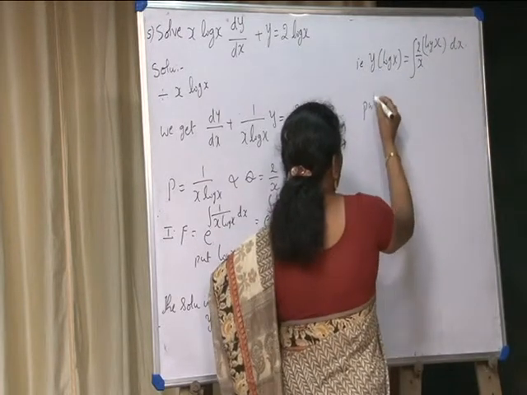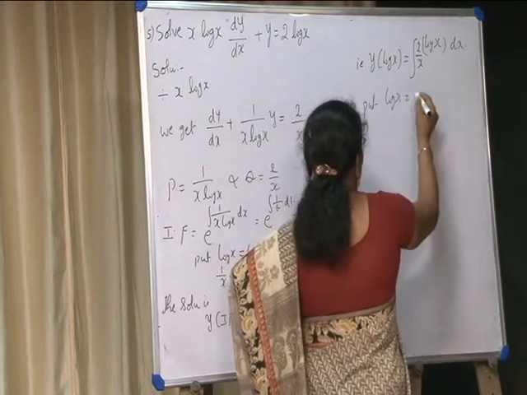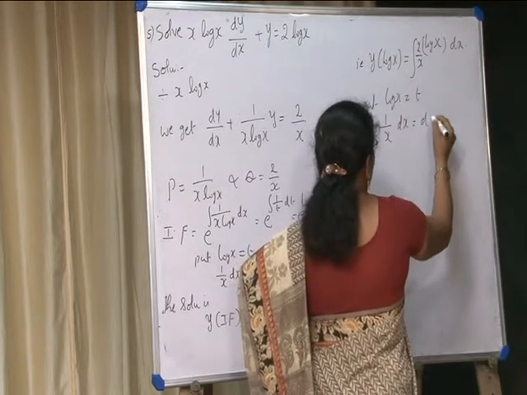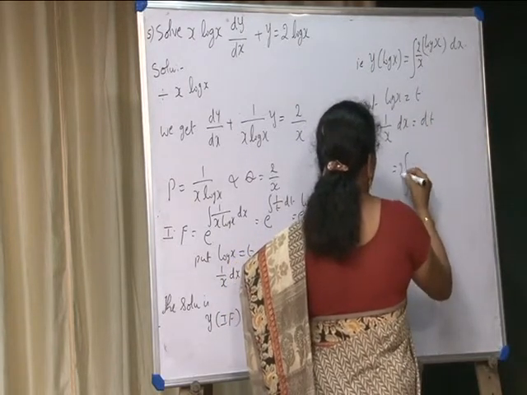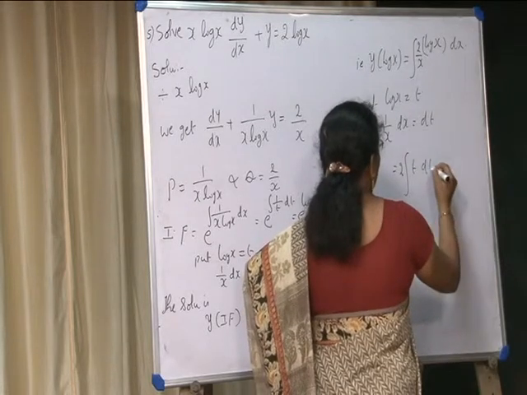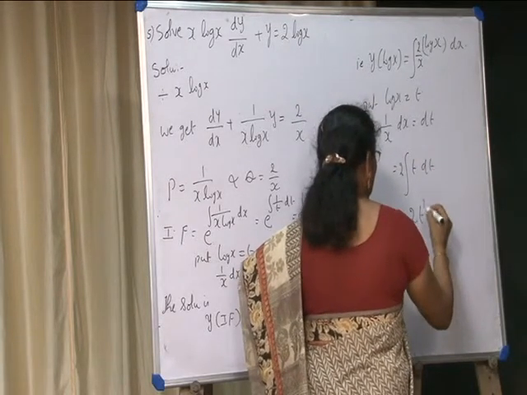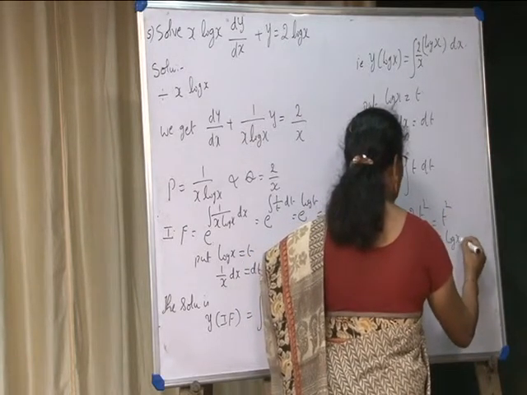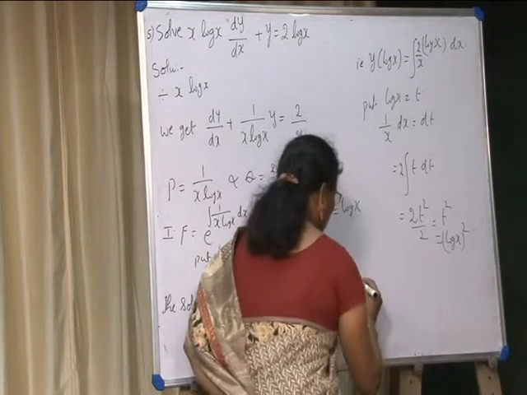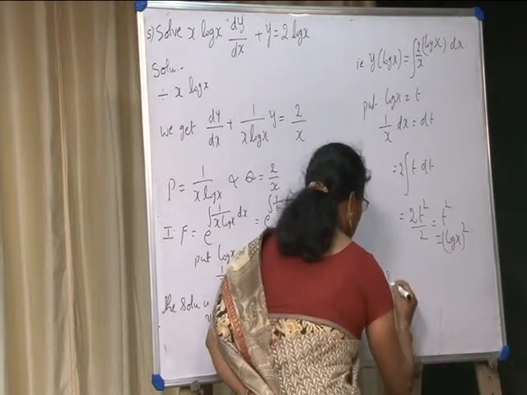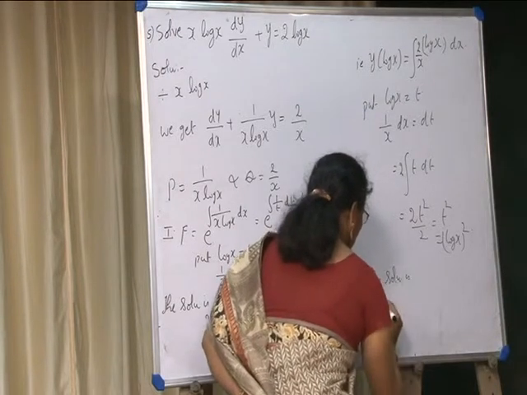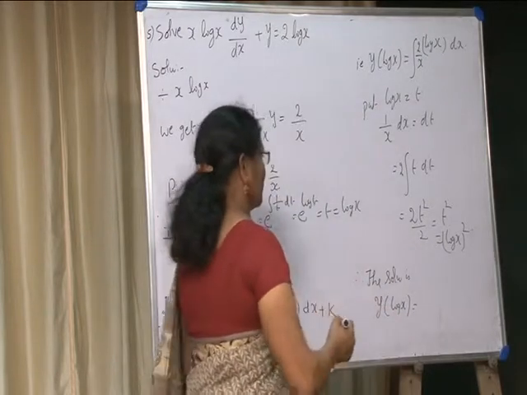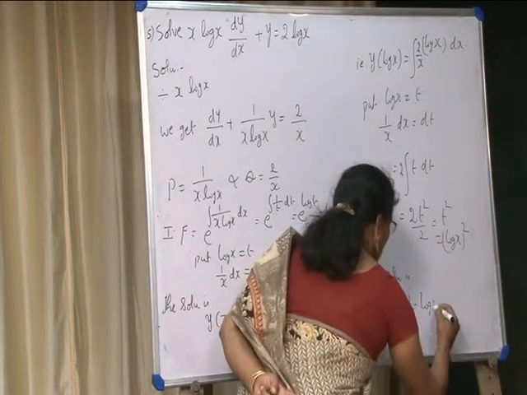Put log x is equal to t, differentiate with respect to x, 1 over x dx is equal to dt. This gives integral of 2t dt, which is 2t squared by 2, so this is t squared, log x whole squared. Therefore, the solution is y into log x is equal to integration of RHS, that is log x whole squared, plus k.